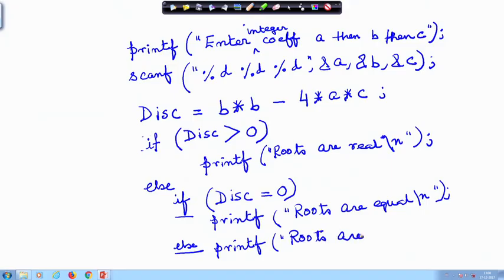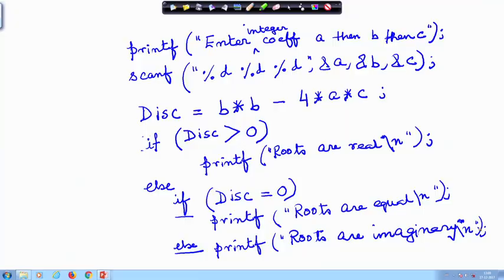roots are imaginary, backslash n again. Now, I have just said what type of roots they are, but I have not printed the roots as yet. I have not found out the roots. So, what I can do, I can modify this a little bit, or how do I find out the roots?